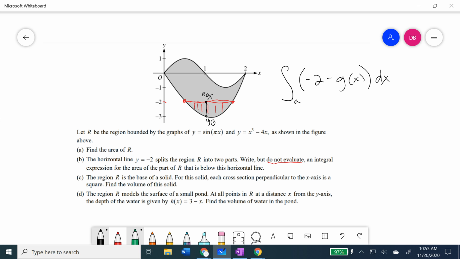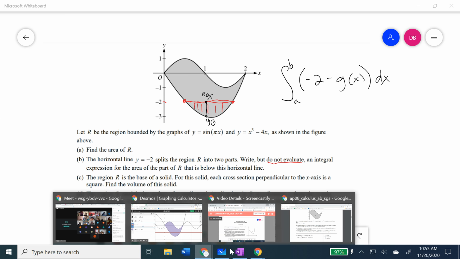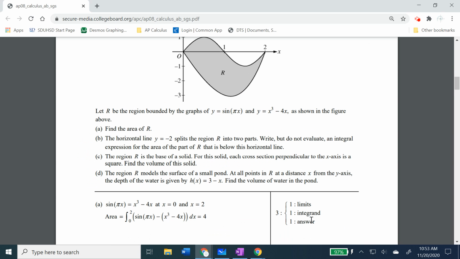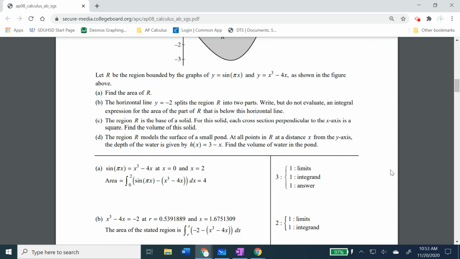I'm just going to quickly say that's A and B, and then move on to how many points was that worth. And 2 points. 1 point for the correct numbers on the limit, and 1 point for the correct integrand.